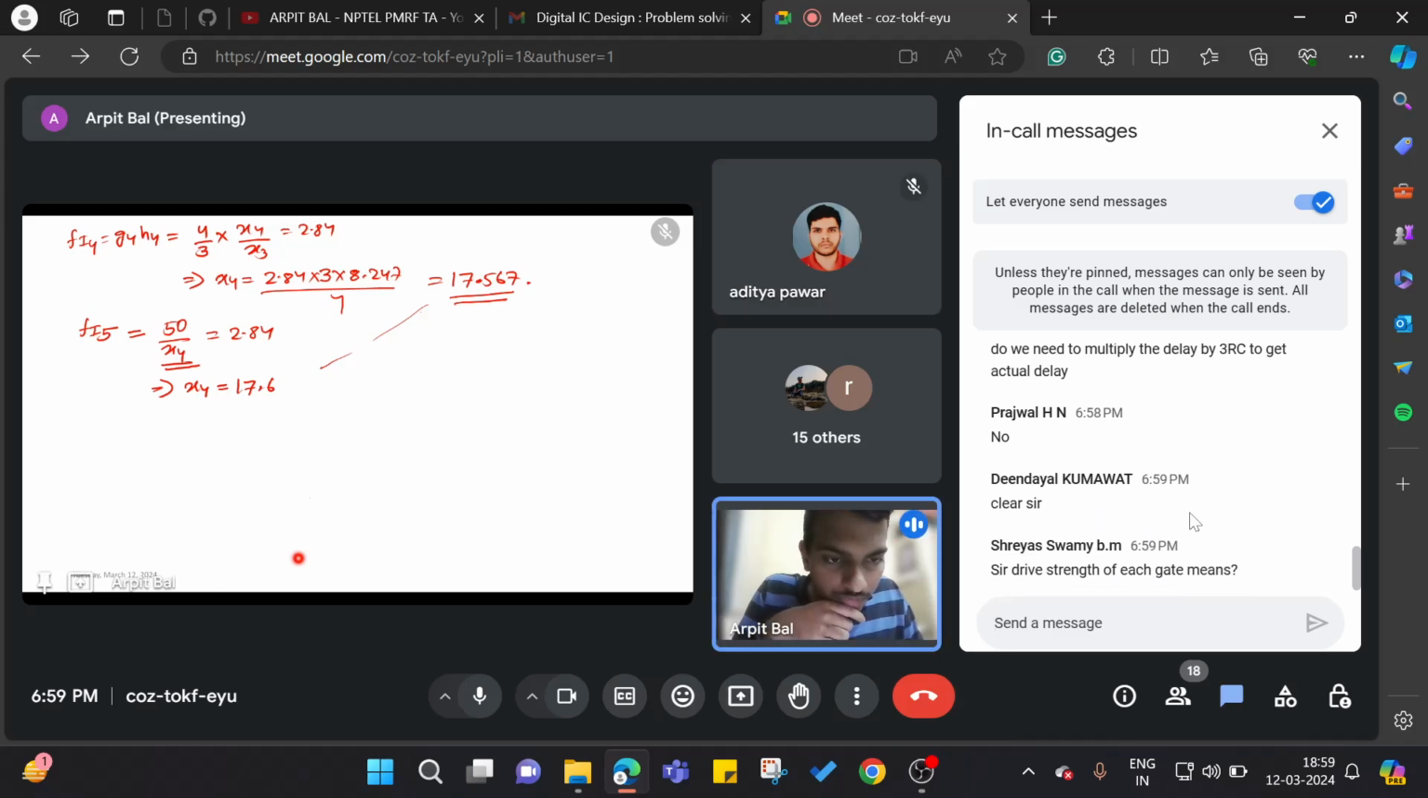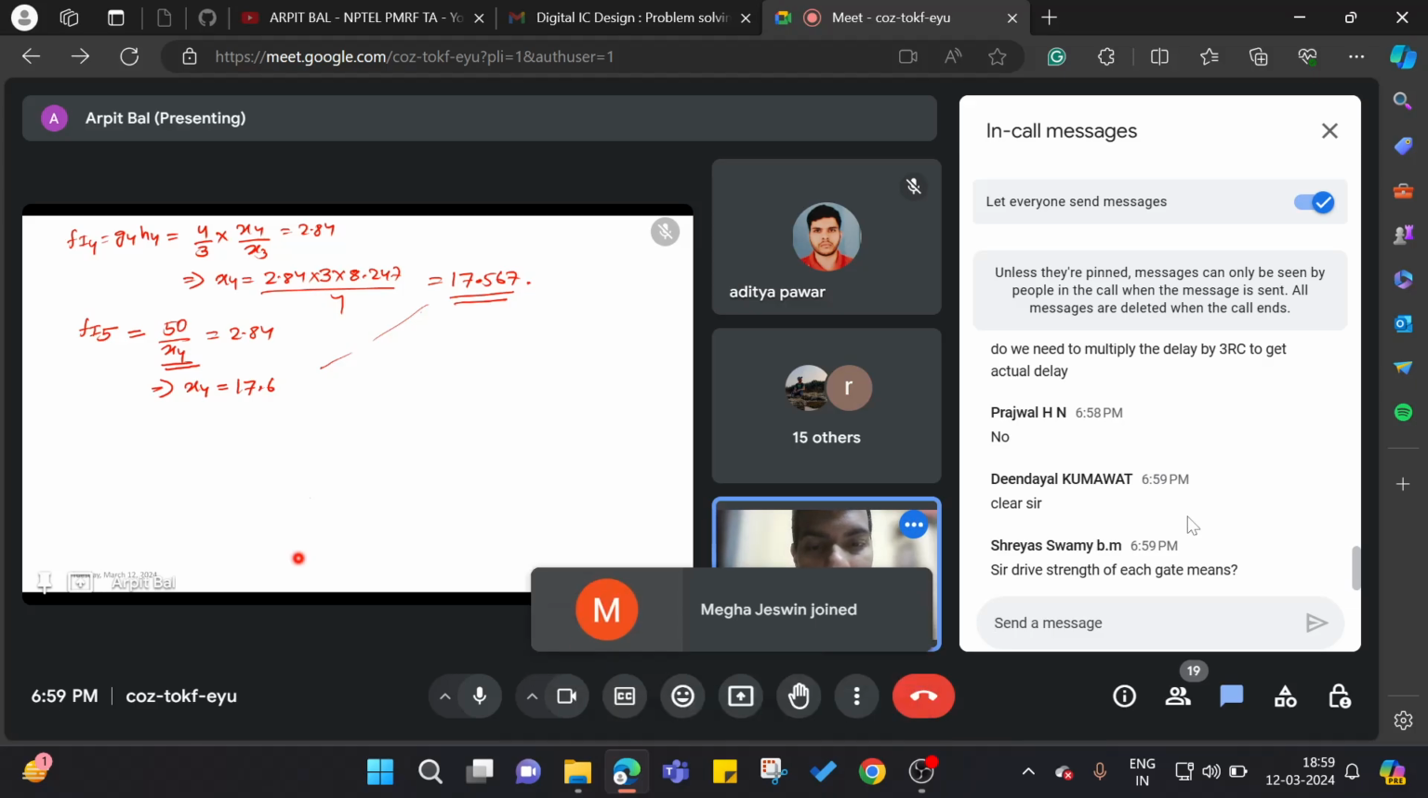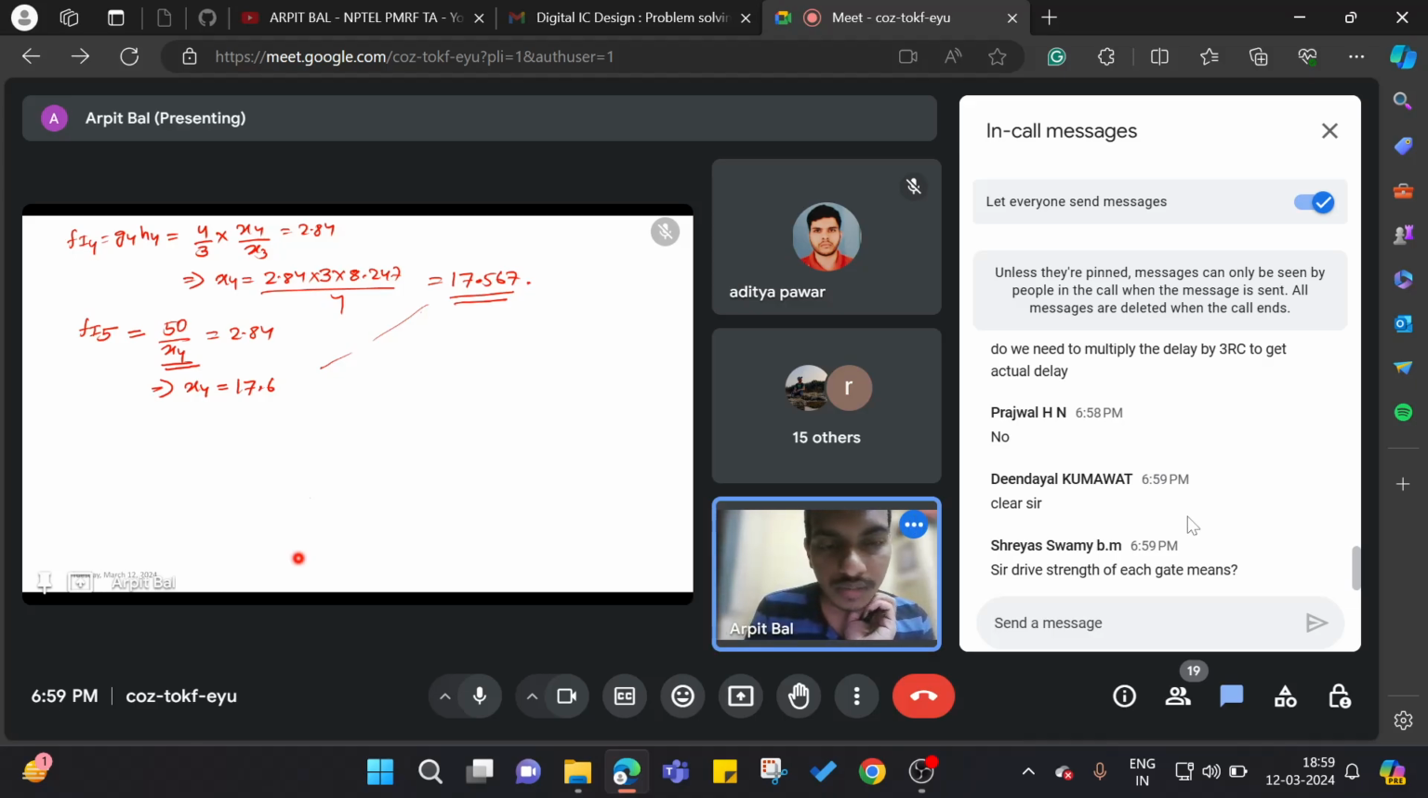Any more questions? Drive strength of each gate. Drive strength of each gate actually means, whatever gate you are using, let's say an inverter, a normal inverter would have one NMOS width and two PMOS width. So if I say drive strength of X, it means the NMOS width is X times and the PMOS width is again X times, so 2X for PMOS and 1X for NMOS. That will be the drive strength for that gate.